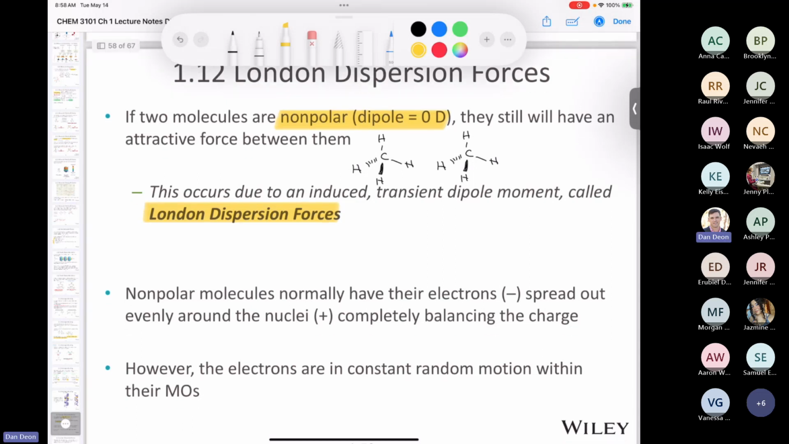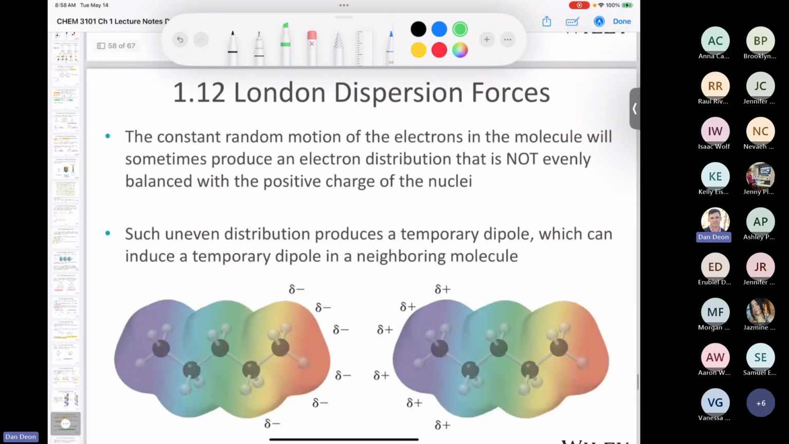So the idea is this: nonpolar molecules normally have their electrons spread out evenly around the nuclei, so all the charges are balanced out. However, you know what my office mate says sometimes? He says electrons are like hyperactive children. If you give electrons the chance to move, they will. So electrons are in constant random motion, always moving very, very quickly.